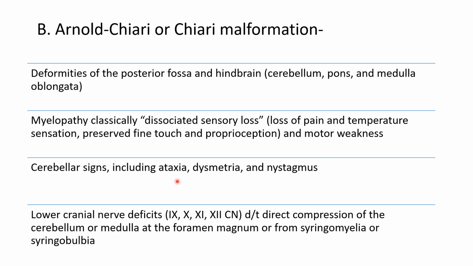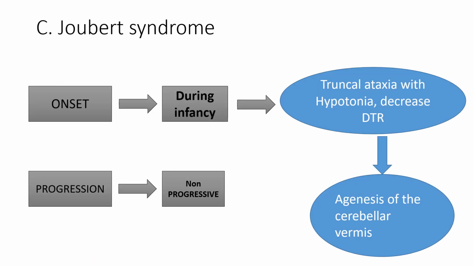In cerebellar signs, the patient may have ataxia, dysmetria or nystagmus. In cranial nerves, the 9th, 10th, 11th and 12th cranial nerves are involved, due to direct compression of the cerebellum and medulla at the foramen magnum, or from syringomyelia or syringobulbia, which occur in Chiari malformation. So this option is again ruled out because the patient is not having myelopathy and cranial nerve involvement. The MRI brain is also not suggesting changes of the posterior fossa in this way, while it is showing the molar tooth sign.